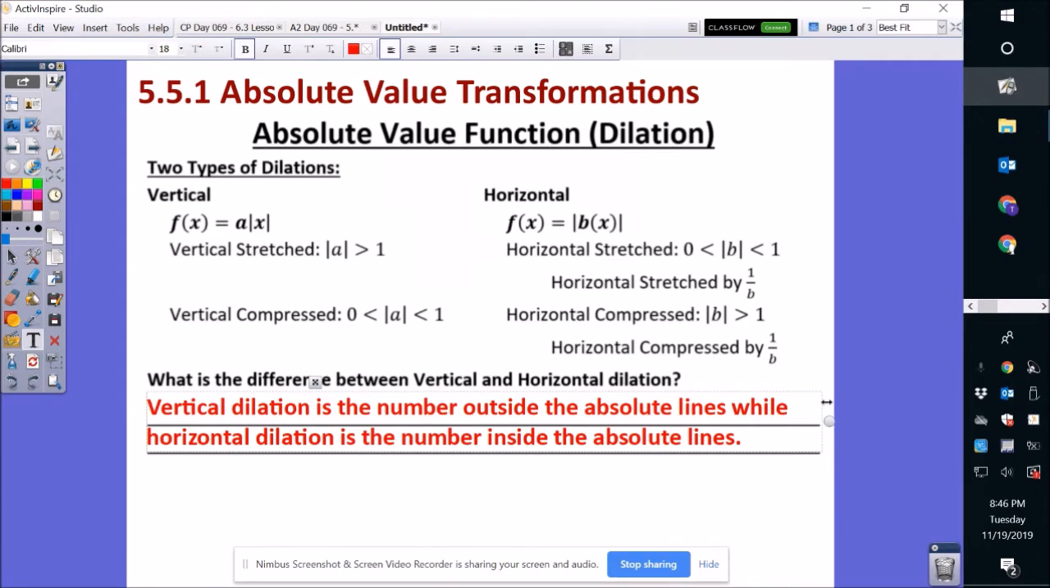the function. And I keep repeating "in front of the function" because, if you recall from translation, we had numbers that are behind the x and also behind the function. So vertical dilation is always the number that's in front and outside, whereas horizontal is the number that's inside but also in front of x. So make sure you remember the difference between vertical and horizontal dilation, and the rules on how to classify between vertical stretch and vertical compress, while you might have horizontal stretch or horizontal compress.